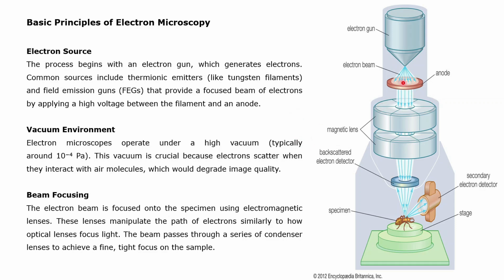So it passes through this anode and then into a magnetic lens, which concentrates and focuses the beam onto the specimen itself. So the beam focusing is done by the presence of this electromagnetic lens. In normal light microscopy, we use different sets of lenses, right? Here, the electromagnetic lenses focus this electron beam onto the specimen itself.